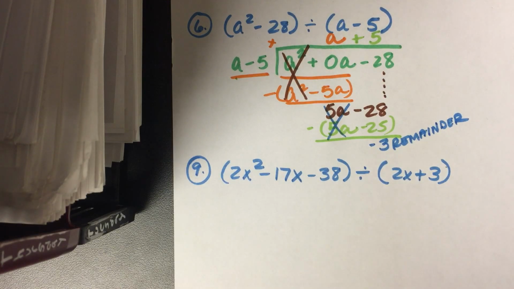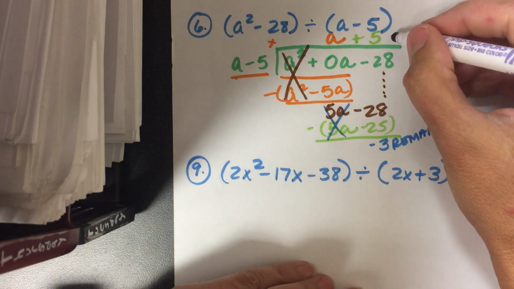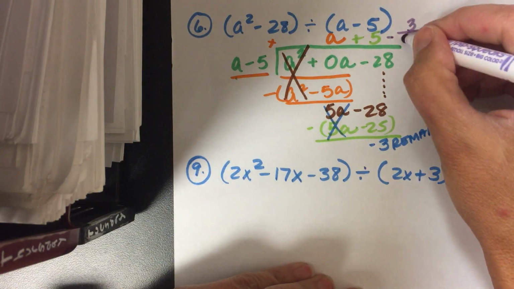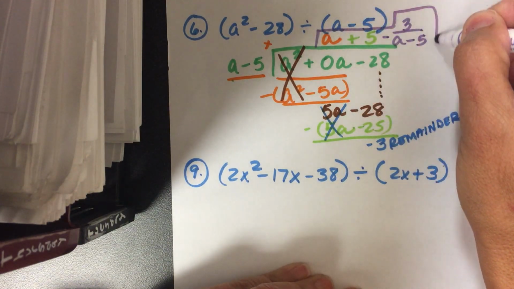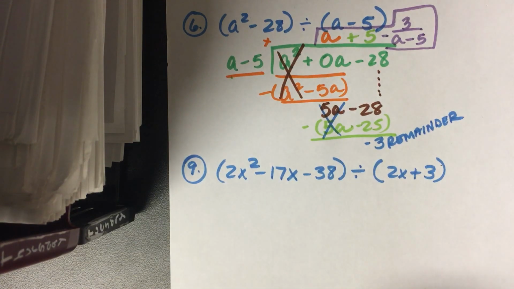So I'm going to take the remainder, and I'm going to move it up top, minus 3 over a minus 5. There you go. And that's your final answer.